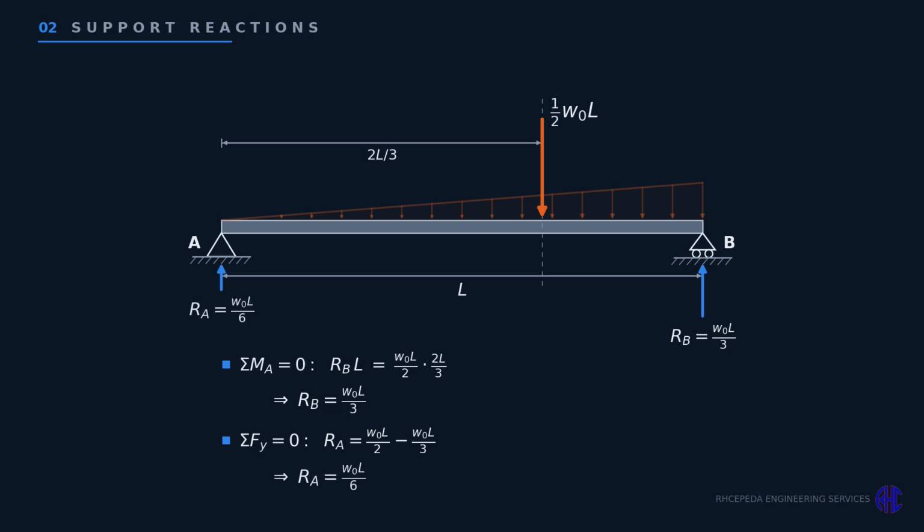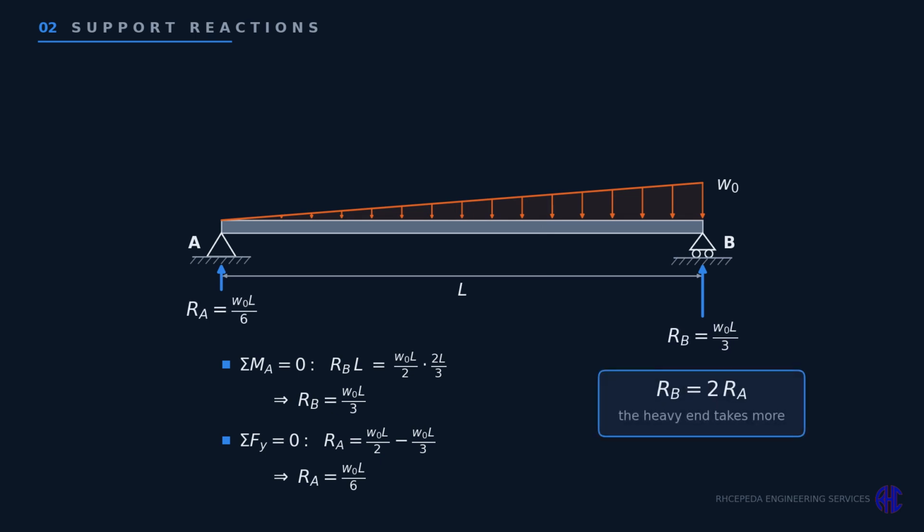Notice the reactions are no longer equal. Support B, nearer the heavy end of the load, carries twice as much as support A.